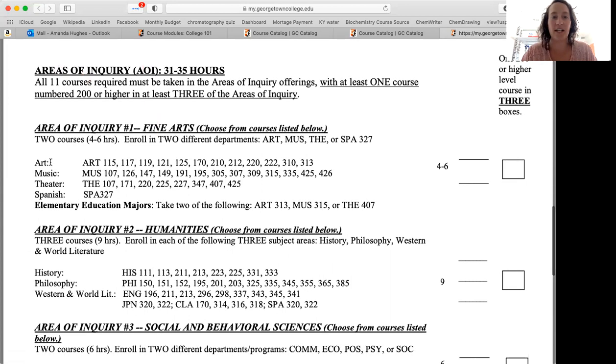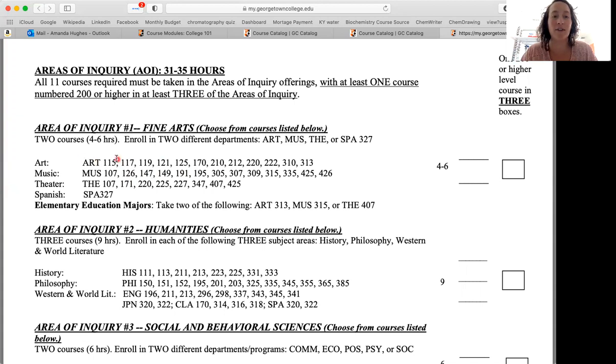All right, the first area of inquiry is fine arts. So you need to choose 2 courses from 2 different departments. So art, music, theater, or you can take Spanish 327. I've created this quiz in Canvas that you'll take, and it links you to the course catalog where you can look and see what all these numbers, what all the titles of these courses are, but you need to pick 2 courses from 2 different departments for area of inquiry 1 for art.